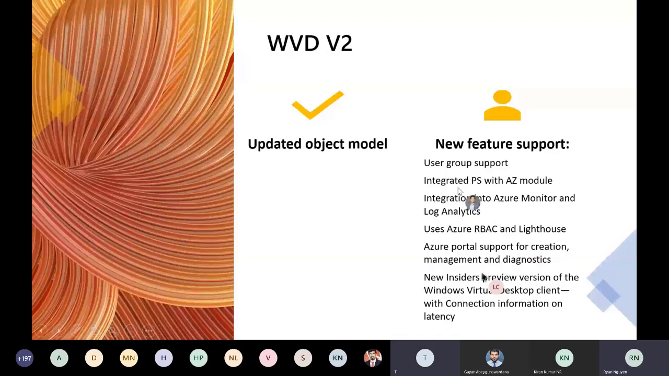We provide a new feature of integrated PowerShell, which is PowerShell Core. We integrate with Azure Monitor and Log Analytics because of ARM. So we use Azure role-based access control, and with Lighthouse capability, we support creating and managing them. Diagnostics with V2 is better than V1. And in the RDS client, because of Front Door, as I mentioned, they provide information about the connection and latency.